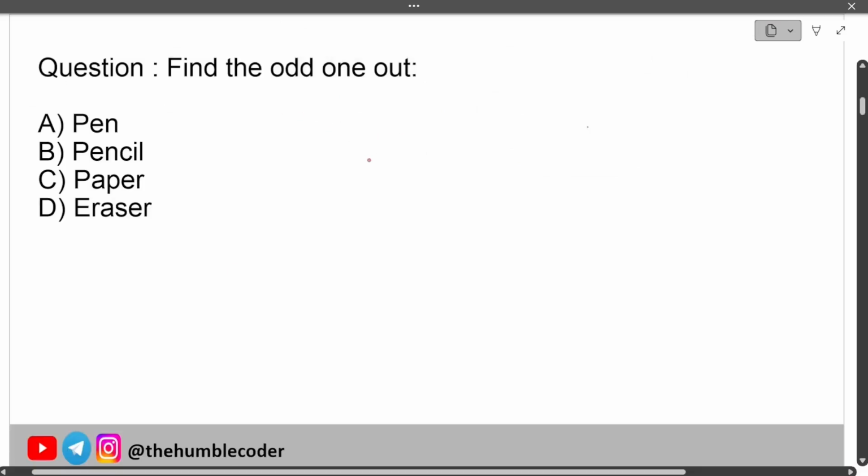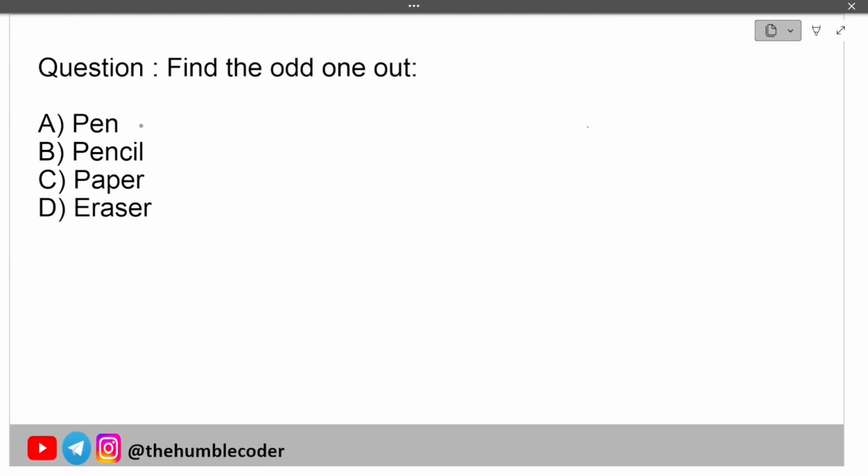Let's look at the first question. This one, let's see what is the question that we have. Find the odd one out. We have been given 4 different options and we have to find the odd one out of these options. The options are pen, pencil, paper and eraser.